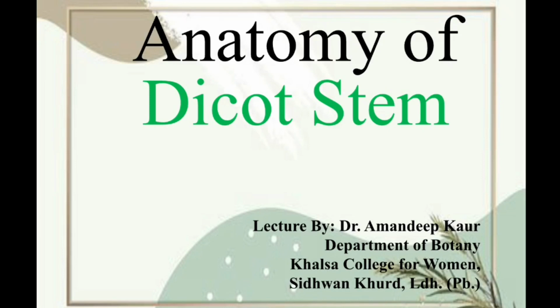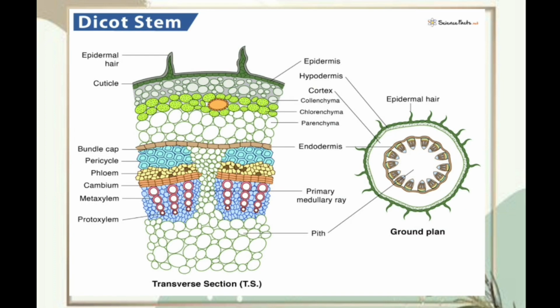Hello everyone. As you can see on the screen, today's topic is the anatomy of the dicot stem. The primary structure of the young dicot stem of Helianthus is revealed in a transverse section passing through an internode.